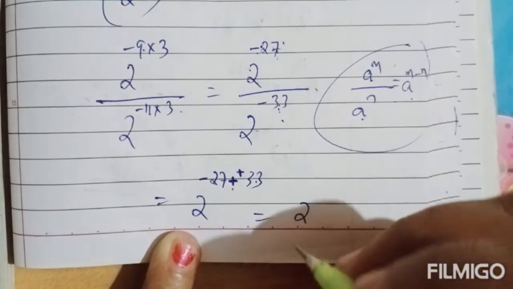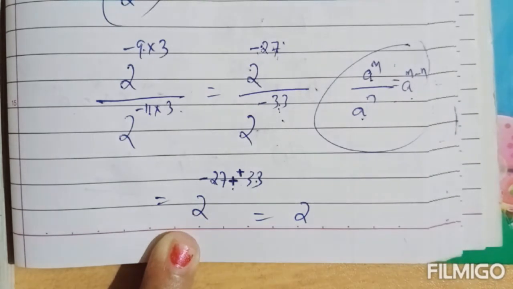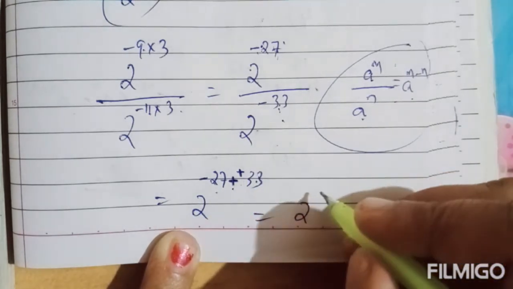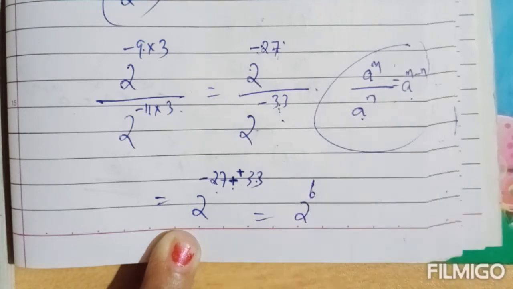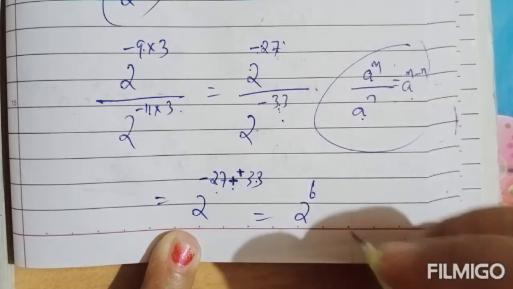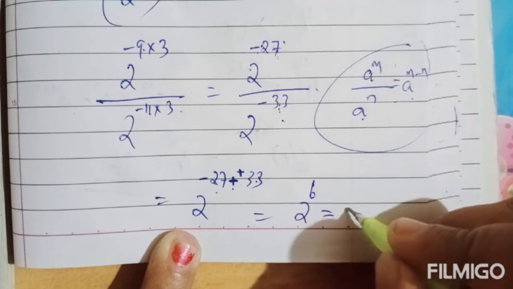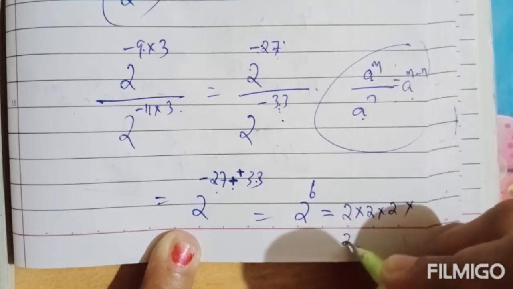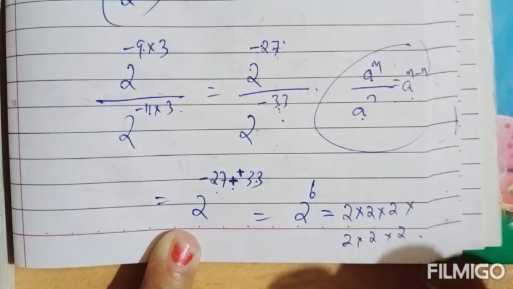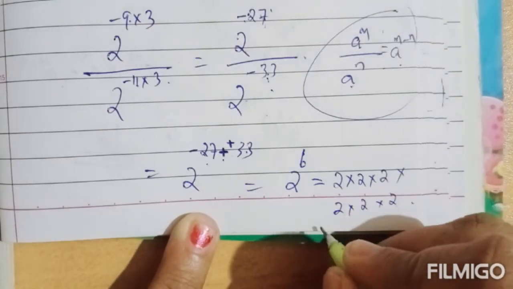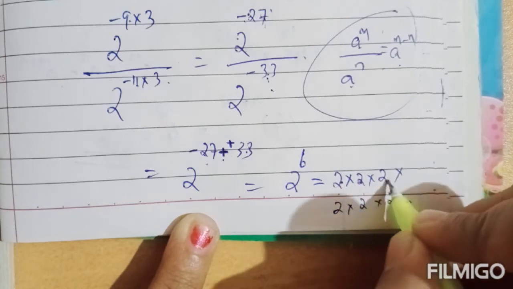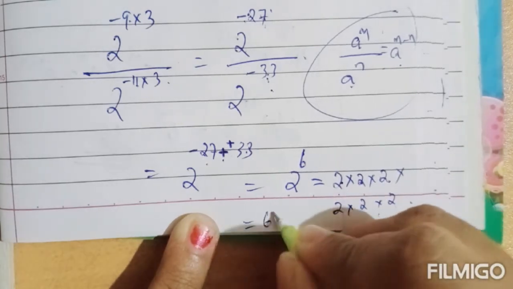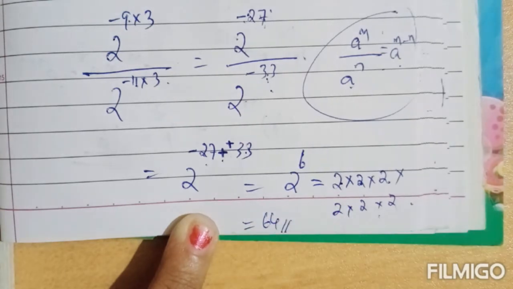You will get 33 minus 27, it is 6. 6 you will get 2 raised to 6. Okay, 2 raised to 6, you can find the value: 2 into 2 into 2 into 2 into 2 into 2, 6 times. So what you will get? 2 into 2, 4 into 2, 8, 8 into 8, it is 64. So final answer, it is 64.